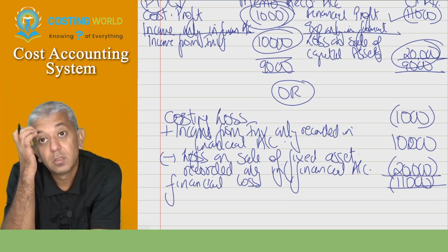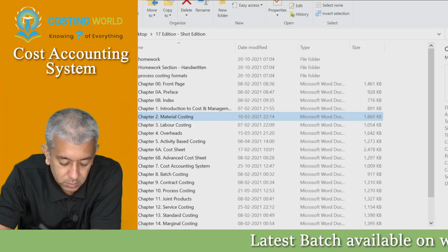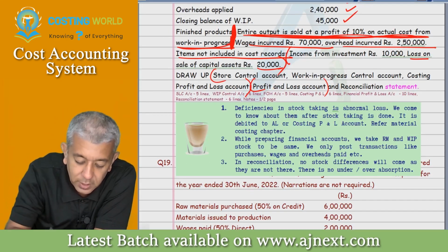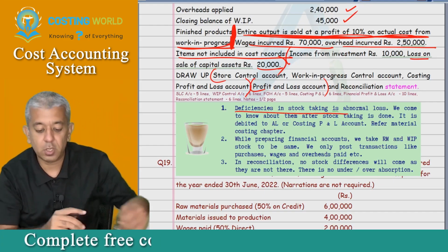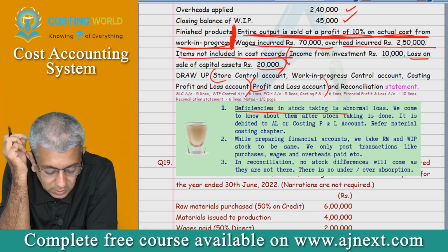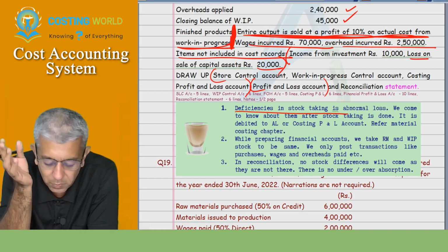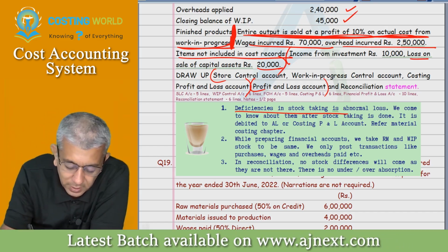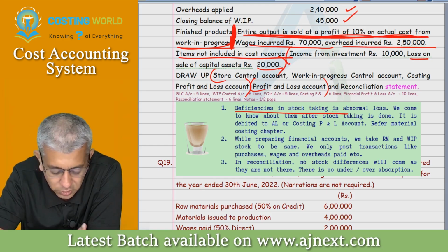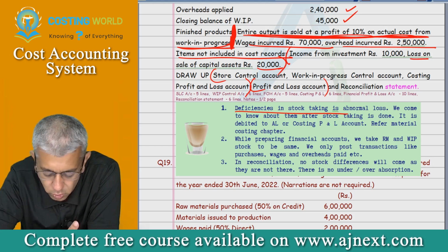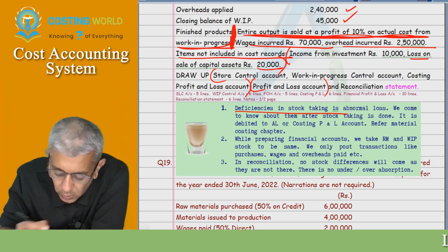Done, everyone? Listen, now you are going to do one thing. I am reading the shorts first and I'll tell you. Deficiencies in stock taking is abnormal loss. We come to know about it after stock taking is done. It is debited to abnormal loss or costing P&L. Refer to the material costing chapter. While preparing financial accounts, we take raw material and WIP to be same. We only post transactions like purchases, wages, the overheads paid, etc. In reconciliation, no stock differences will come as they are not there. There is no under or over absorption.